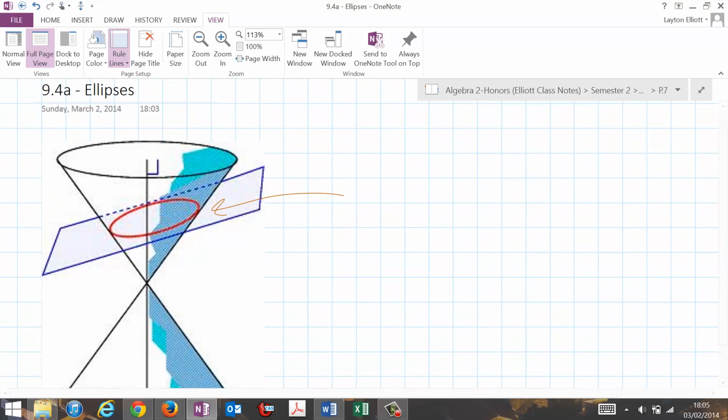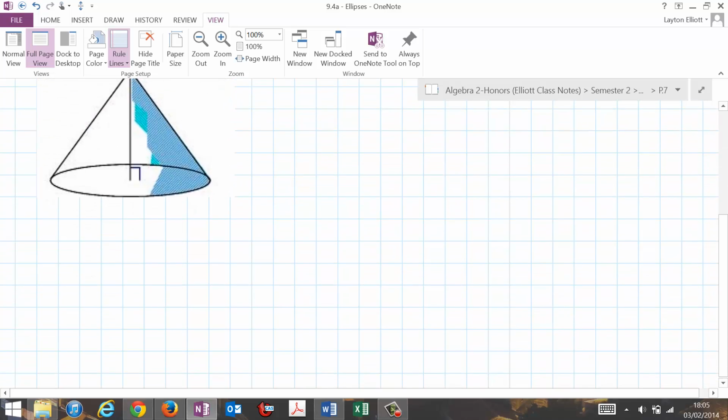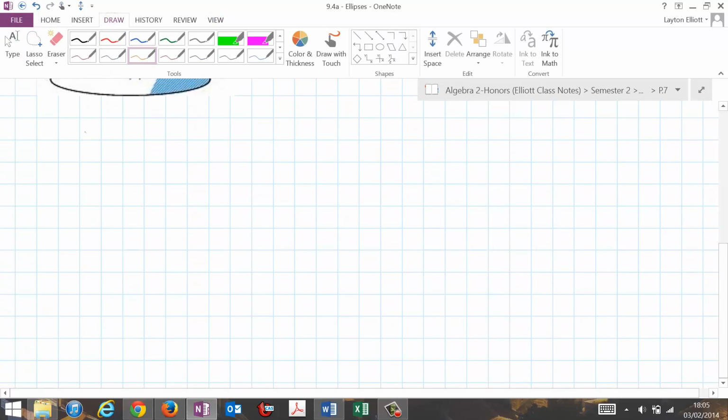We've seen that as the objects that we passed around in class, but just a diagonal slice through a cone is going to create this object that we call an ellipse. So let's start with a definition, and then we're going to get the formula for it.